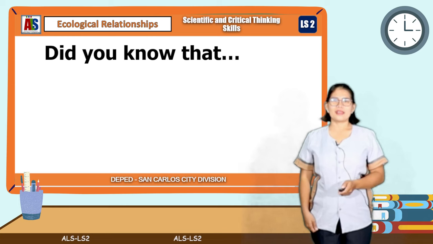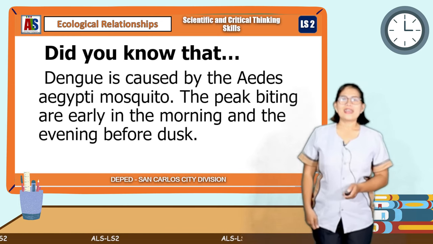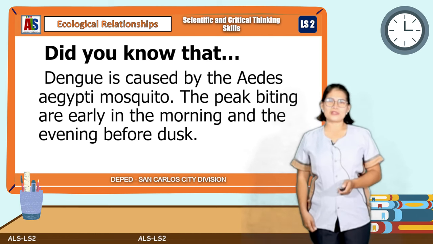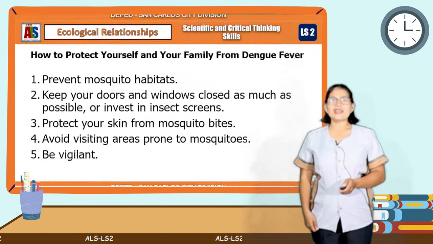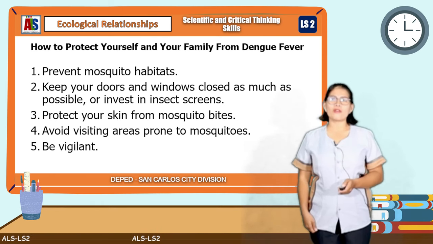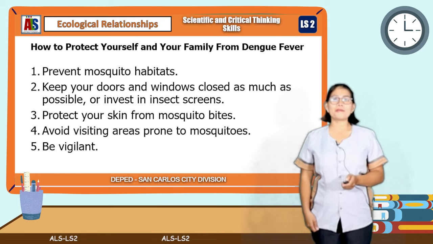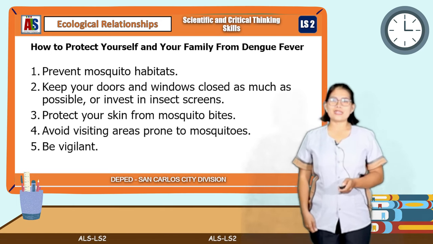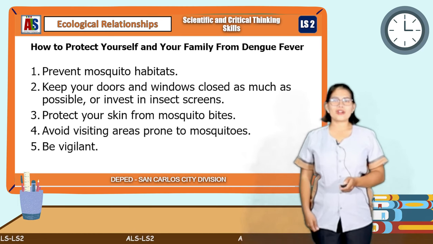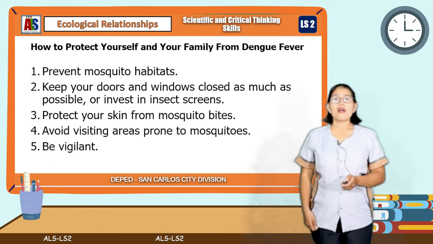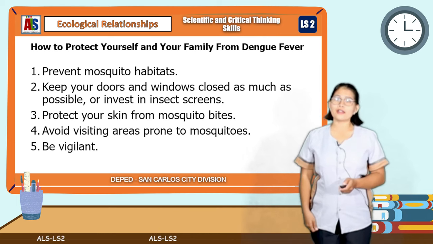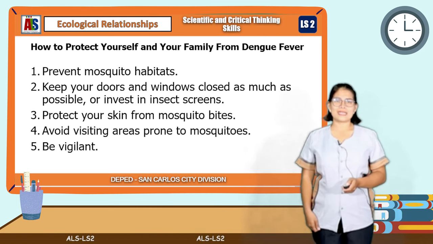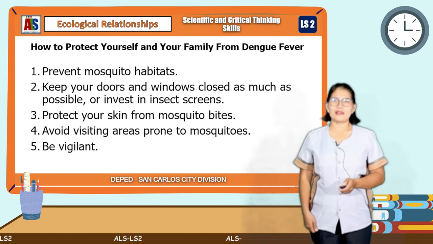Next. Did you know that dengue is caused by the Aedes aegypti mosquito? The peak biting times are early in the morning and in the evening before dusk. So here is how you can protect yourself and your family from dengue fever. First, prevent mosquito habitats. Second, keep your doors and windows closed as much as possible or invest in insect screens. Third, protect your skin from mosquito bites. Fourth, avoid visiting areas prone to mosquitoes. And last, be vigilant.